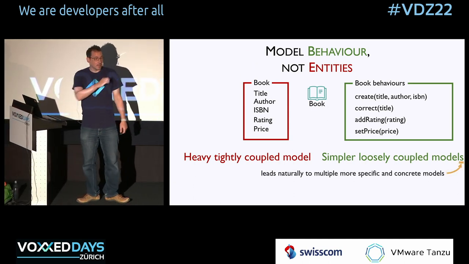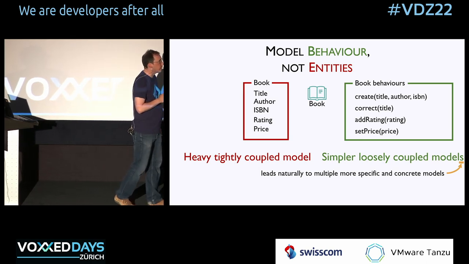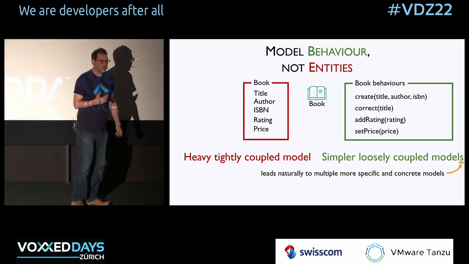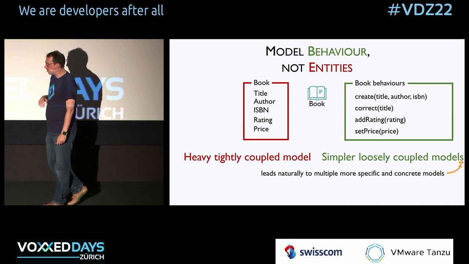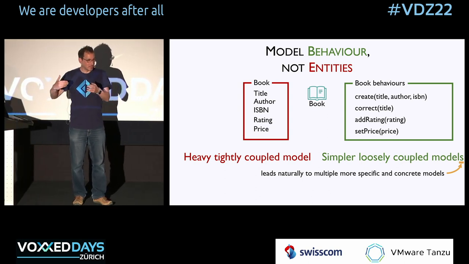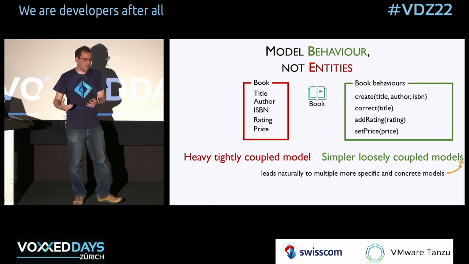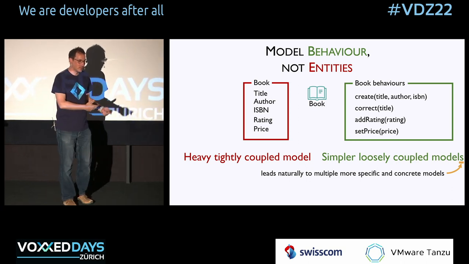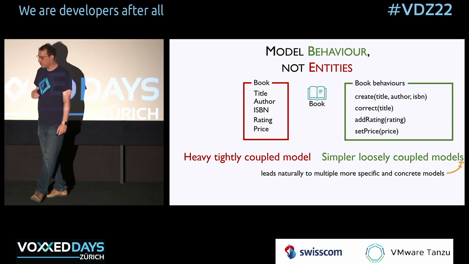And important is the plural S at the end. So you deal with multiple models. And the idea is that, in sum, multiple simple small models are simpler overall than one big model. So that tends to be true for bigger systems.